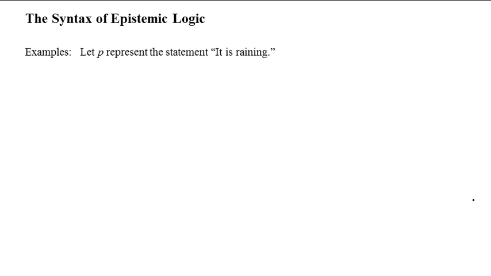Okay, just to wrap up this brief lecture, let's do a few examples and then we'll do some more examples in a subsequent lecture. So suppose P, the propositional letter P, represents the statement "it's raining." Let's just go through some examples here. If I use the box connective, say with agent number 1 next to P, then that means that agent 1 knows it is raining.